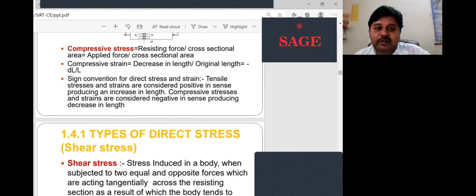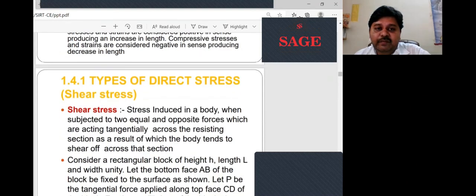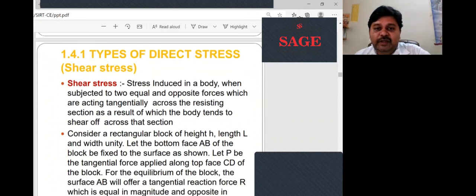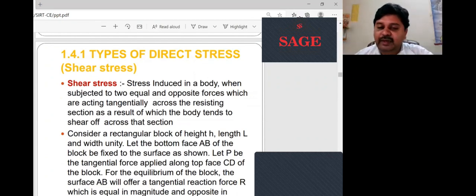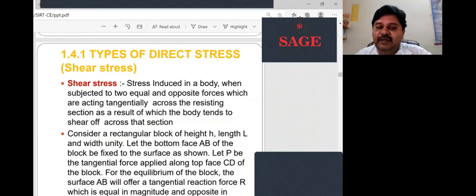This is compressive. Now, the last one, that is the shear stress. Shear stress is induced in a body when it is subjected to equal and opposite forces acting tangentially across the resisting section. If we talk about a surface, this force is normal and this is tangential. This tangential force will generate the shear stress on this area. The stress produced by this tangential force is known as shear stress.